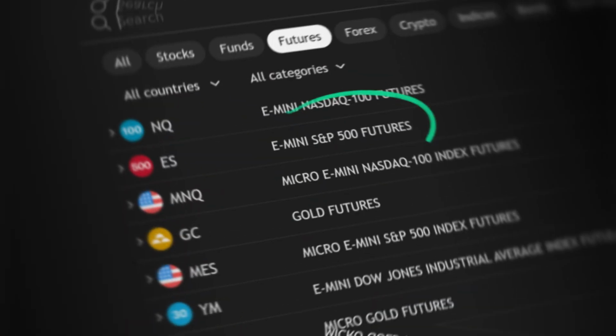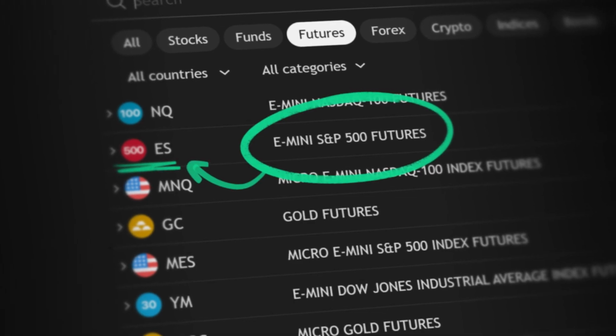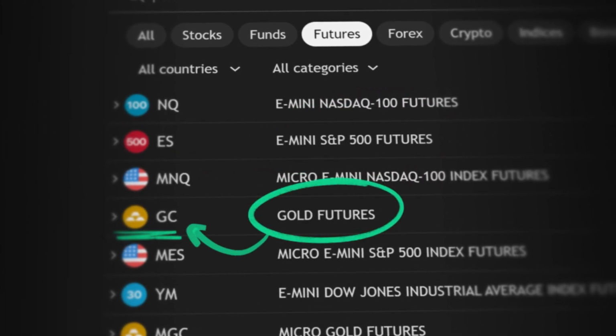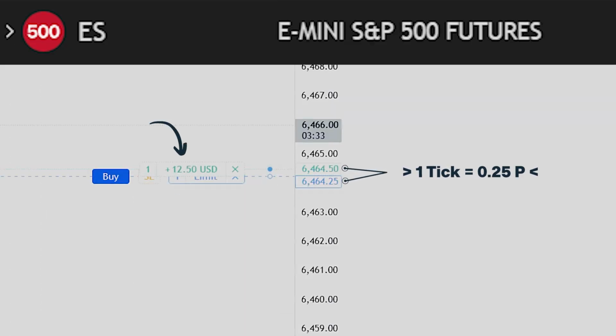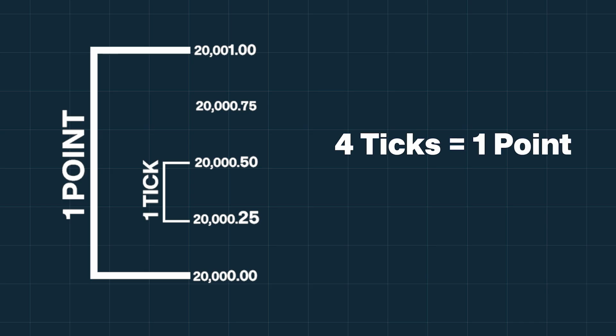For example, the S&P 500 uses the contract code ES and gold uses GC. Now, unlike other asset classes, futures contracts move in standardized increments. The smallest price change is called a tick. For the ES contract, one tick is 0.25 index points and it's worth $12.50. 4 ticks make up 1 full point, which is worth $50.